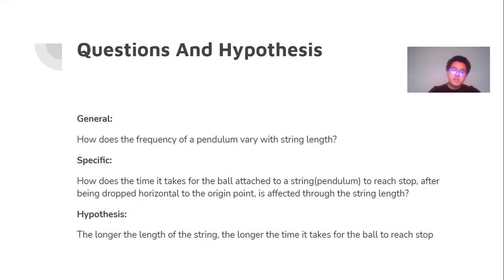So my specific question is, how does the time it takes for the ball attached to a string, the pendulum, to reach stop after being dropped horizontal to the origin point is affected through the string length? Hypothesis. My hypothesis is basically the longer the length of the string, the longer the time it takes for the ball to reach stop.